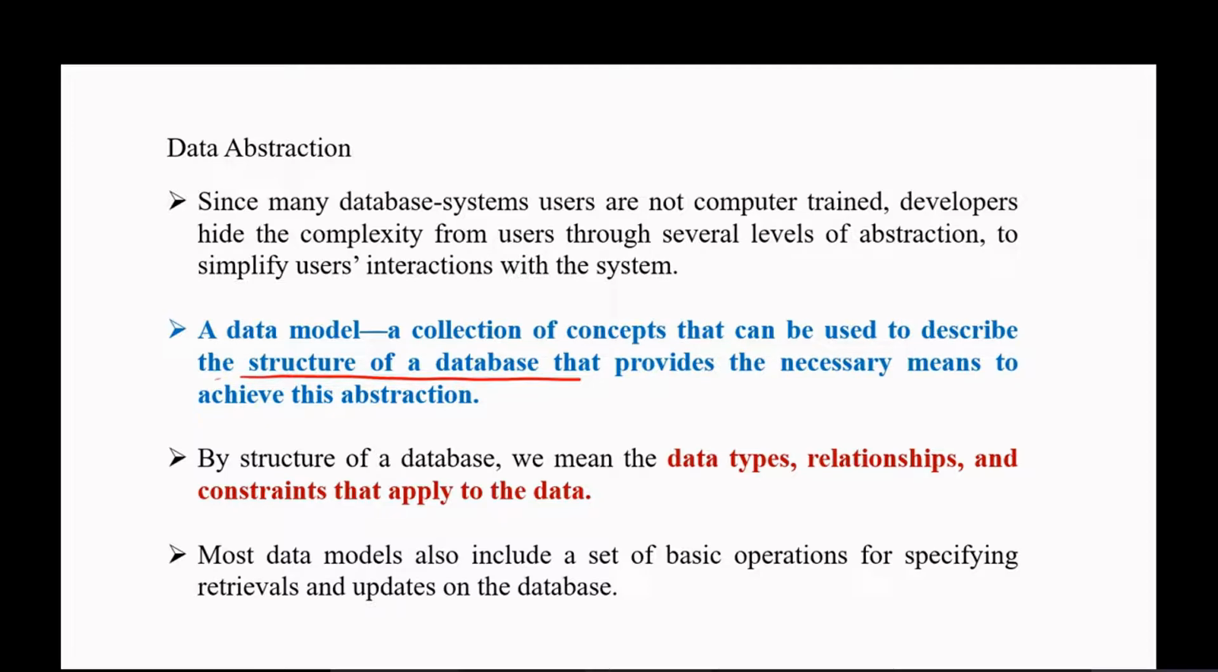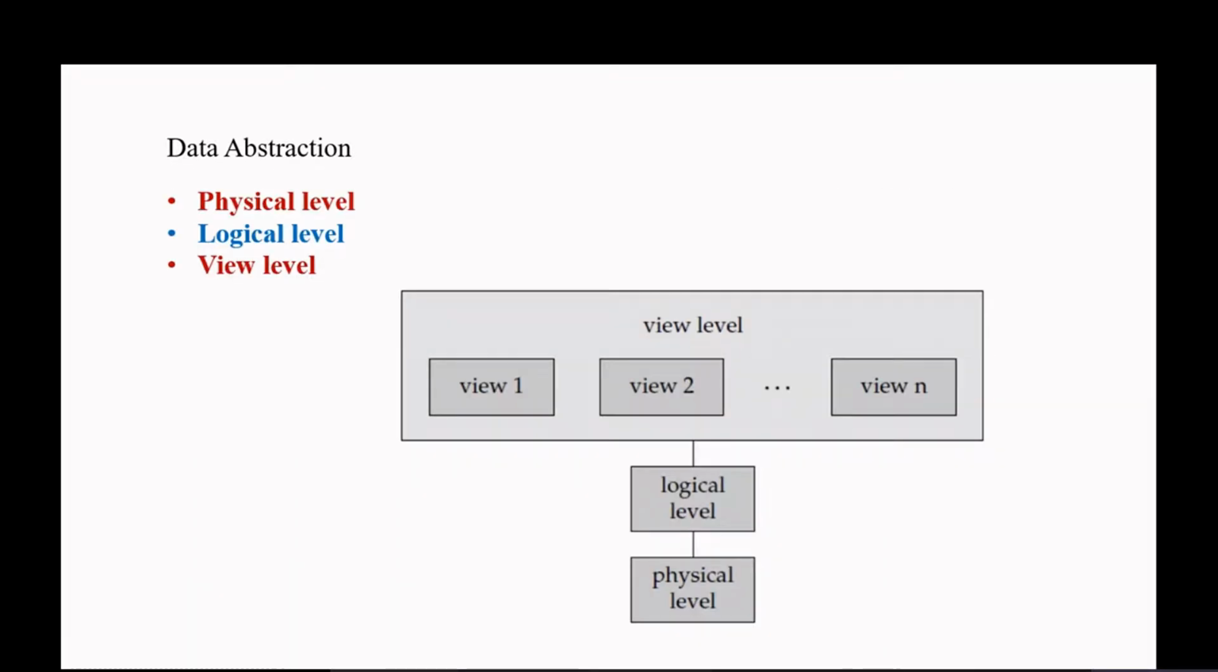Other than these models, we have the object-oriented model, object-relational models, and even a model to store unstructured data. But for this syllabus, for this subject, we are focusing on the ER model and the relational model. We will go through each and every one. Data abstraction can be done at three levels. The first one is the physical level, then the logical level, and the view level.